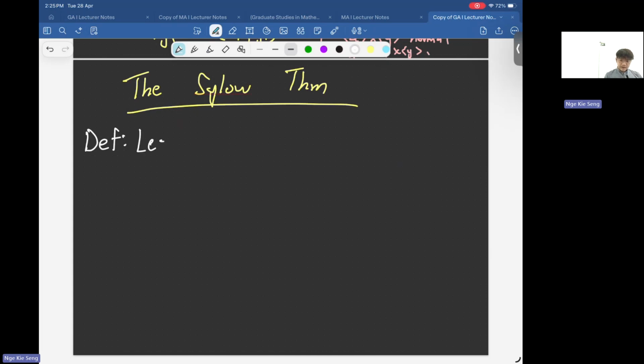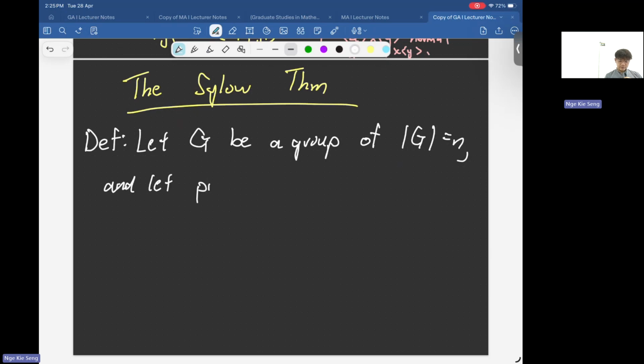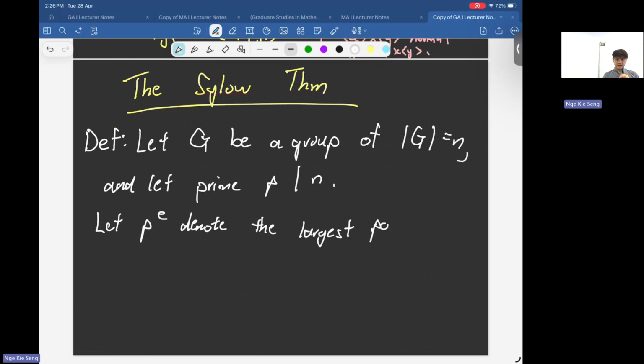Well, so let G be a group of order n, and let prime P divide n. So you could imagine that you can pull out a few P's, depending on what number you have. But then let's take the largest power of P that divides n. You could do this due to the fundamental theorem of arithmetic.